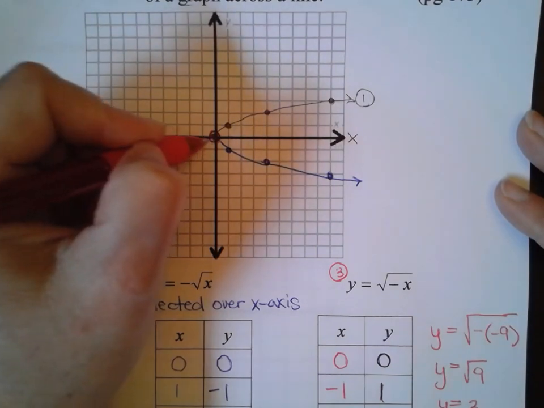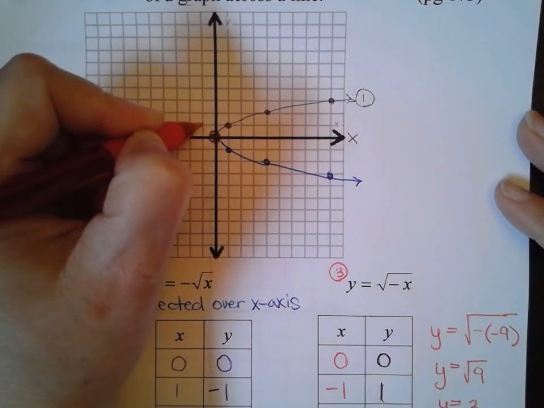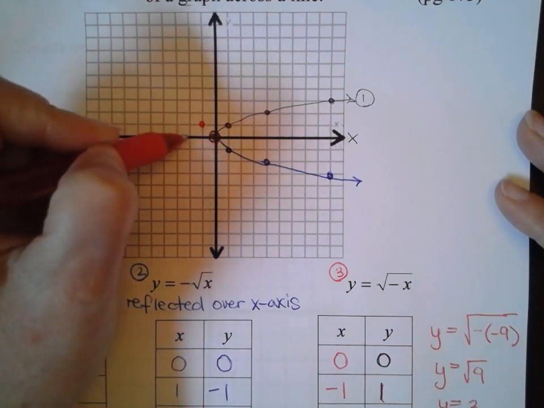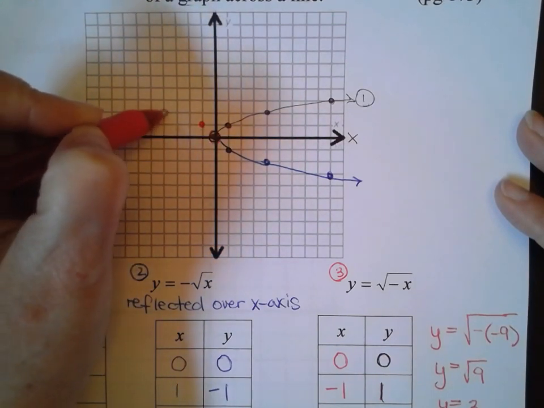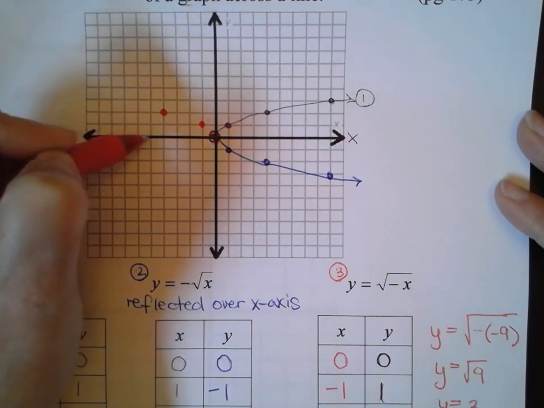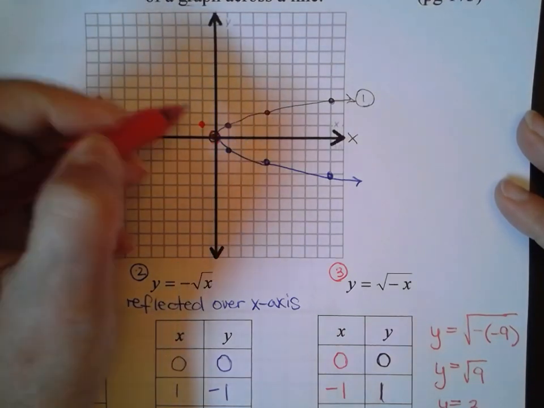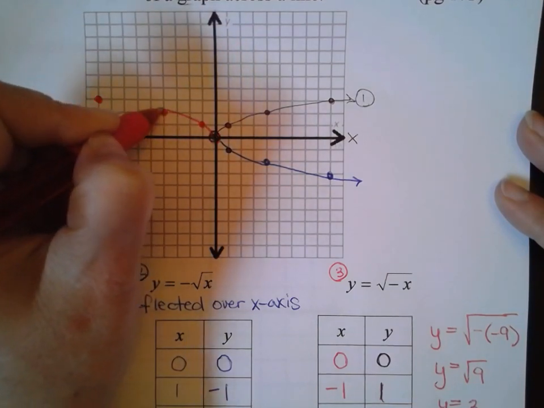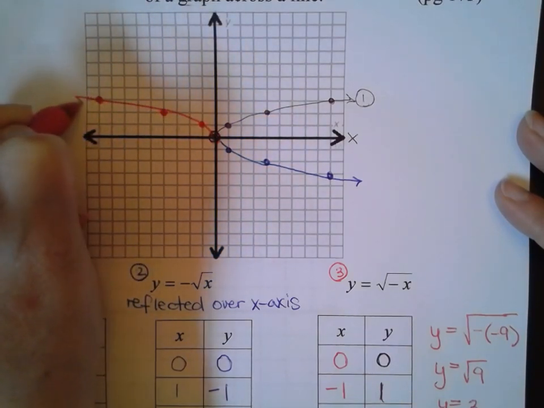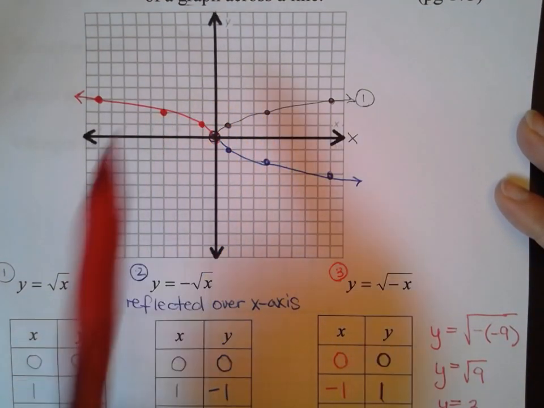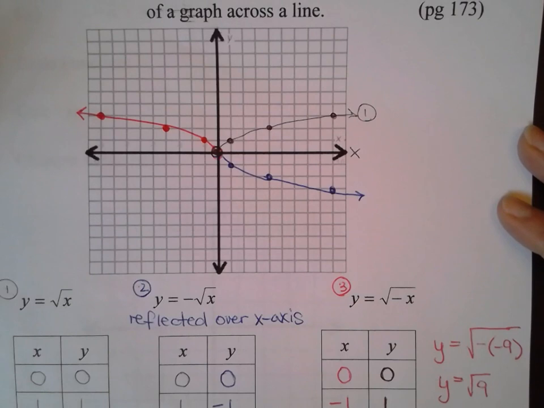So I have the same center point, but now I have a negative x. So negative 1, 1, negative 4, 2, negative 9, 3. It's the same shape, but I have a mirror image of my original shape across the y-axis. So this one is reflected over the y-axis.